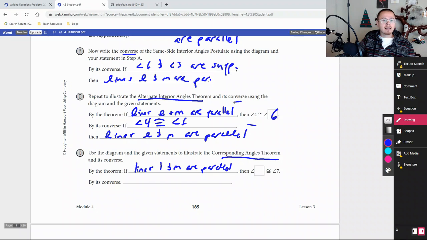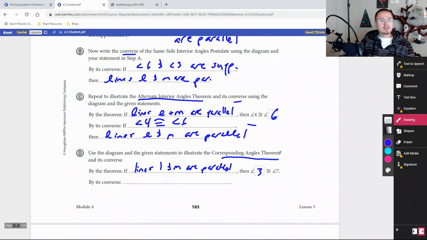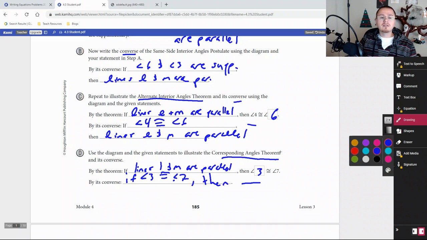Then angle 3 is congruent to 7, and again, you go up here, take a look, you can figure all this out. By its converse, if angle 3 is congruent to angle 7, then the lines are parallel. I'm not going to write that because I'm getting tired of writing the similar thing over and over. So again, guys, pause, clean this up, write it down. If you have questions, jot them down, make sure you send them my way. Let's keep it going.